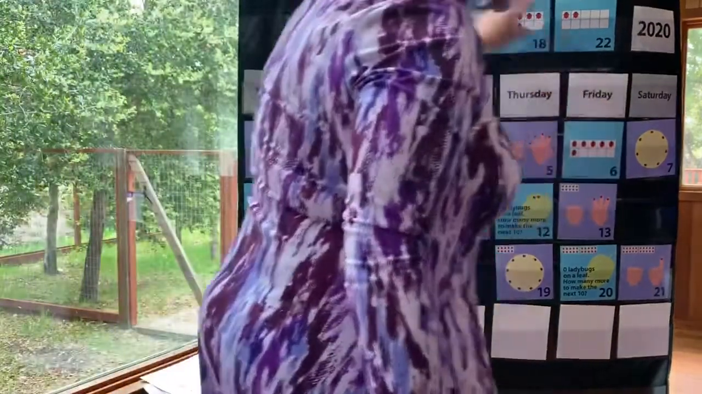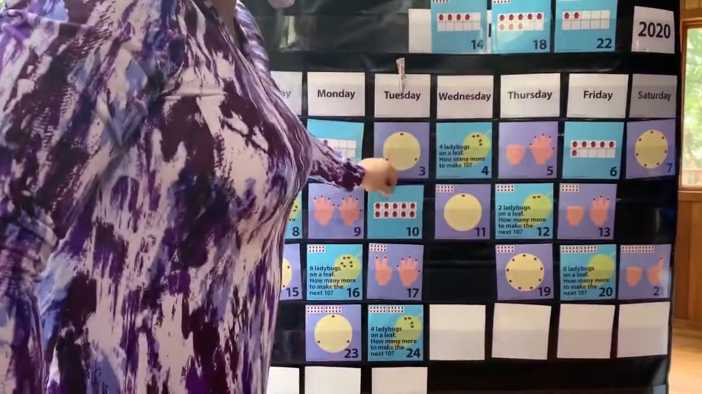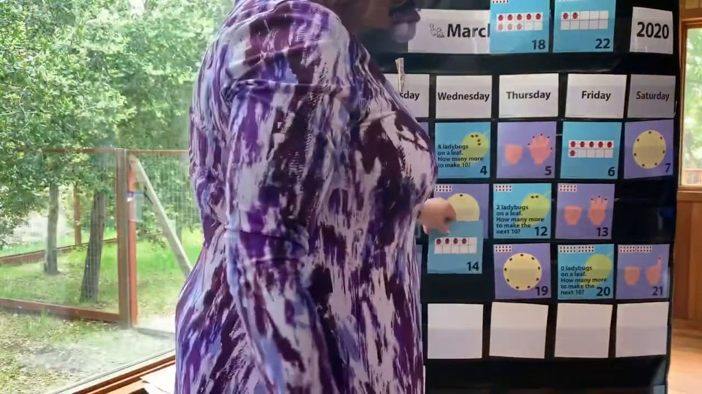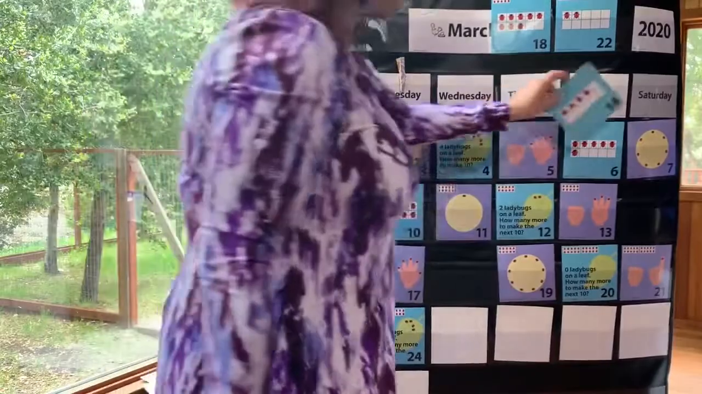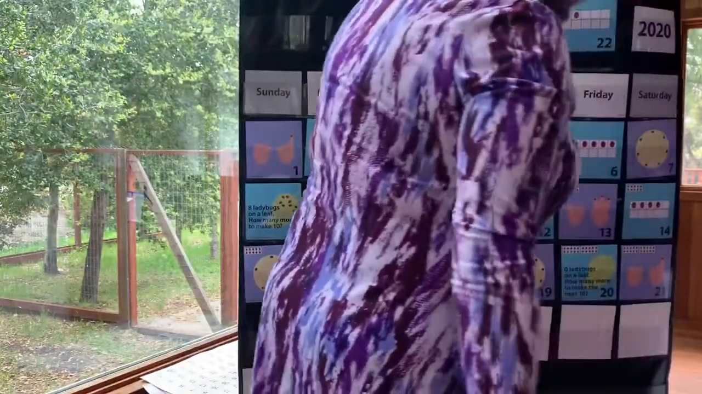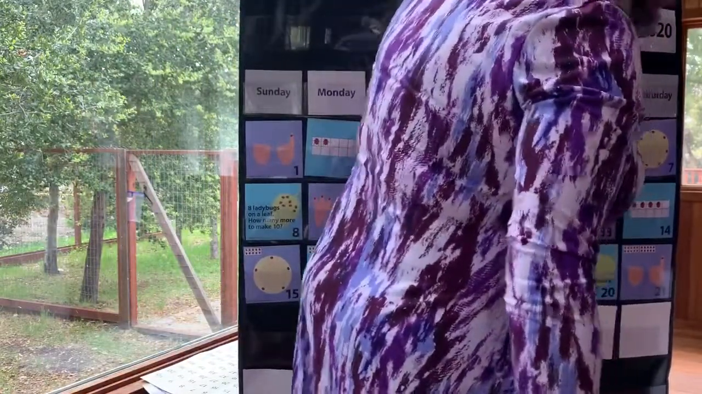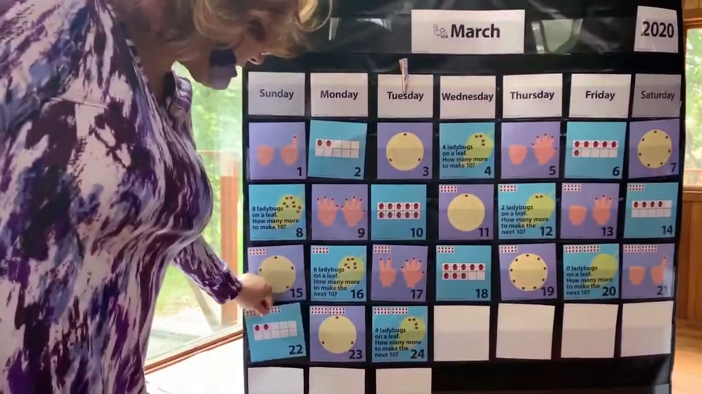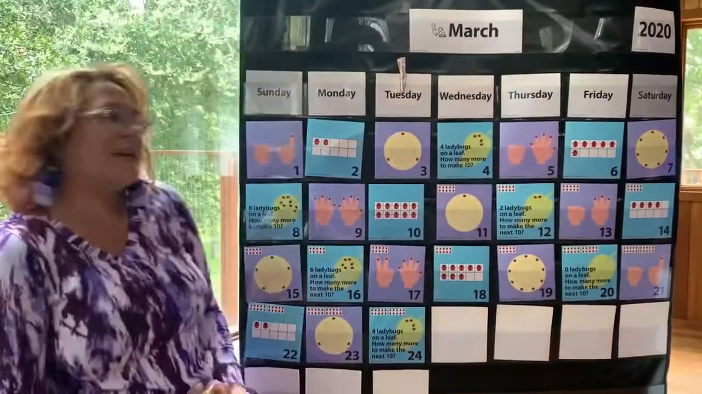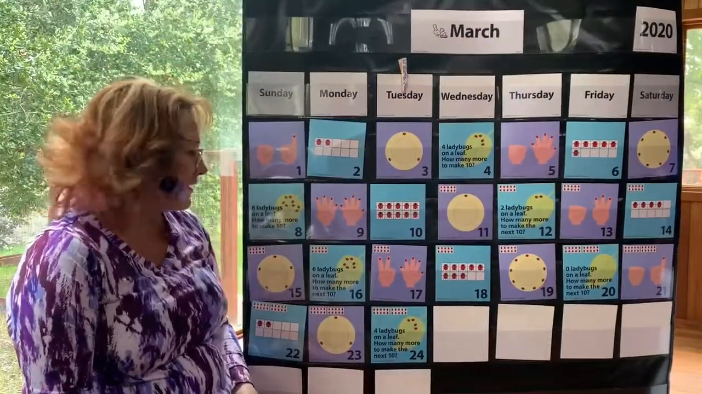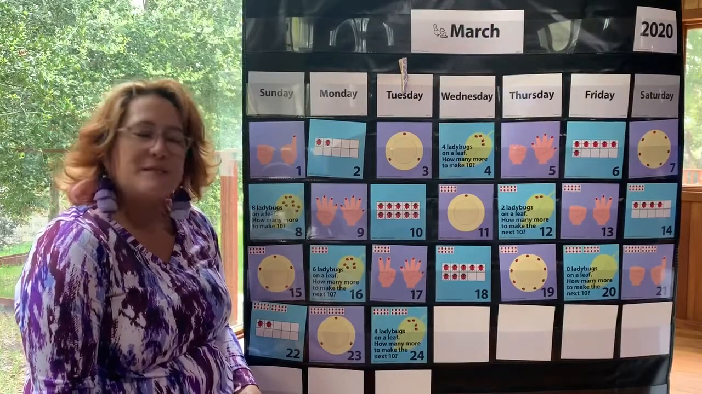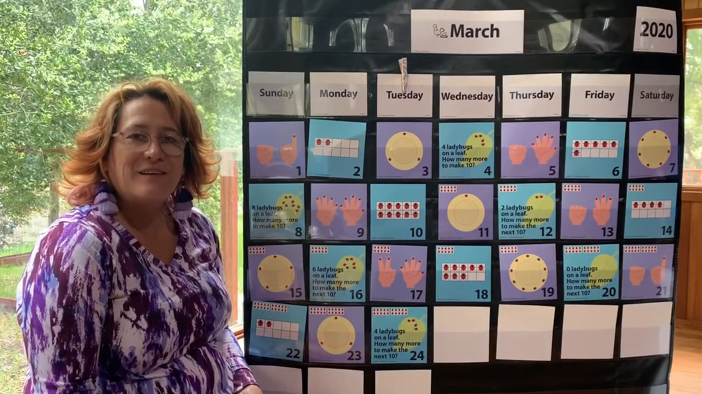The next few days in math, we're really going to be focusing on our 10 frames and our tricky teen numbers. So let's put our calendar back together. That is calendar today. And in a little while, I'll be back on to share with you 10 frames and focusing on our teen numbers.